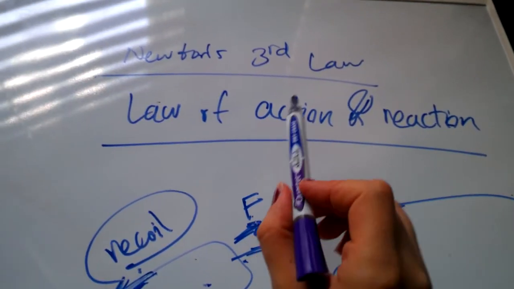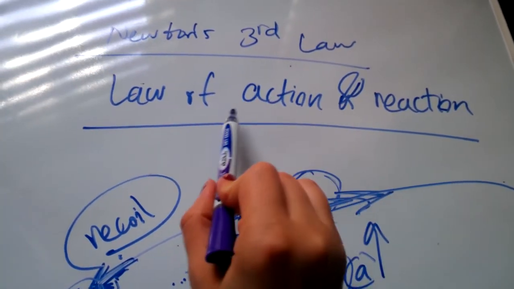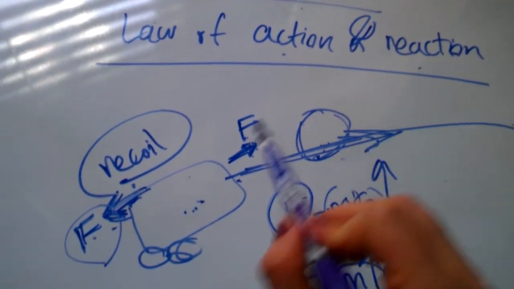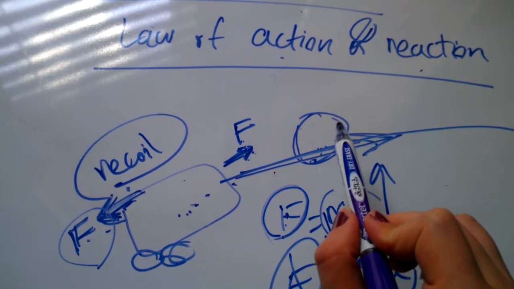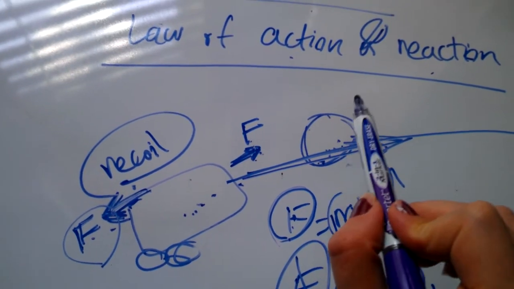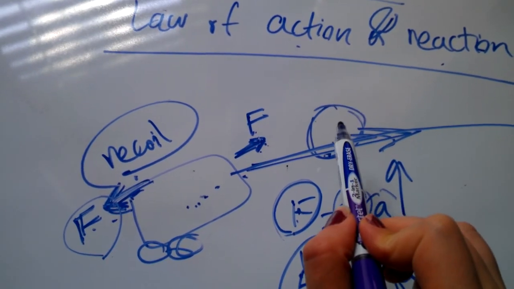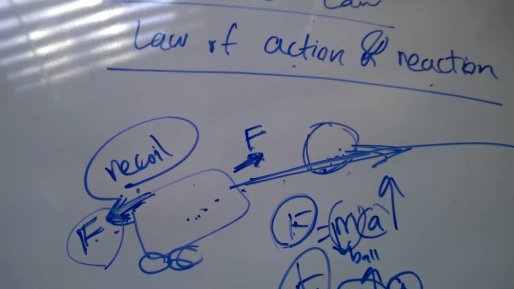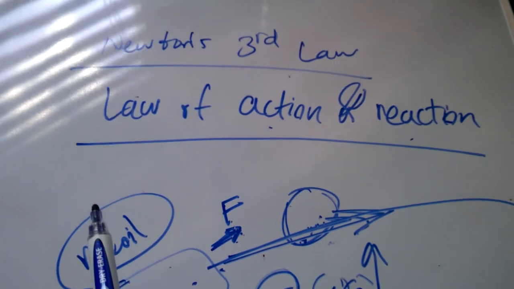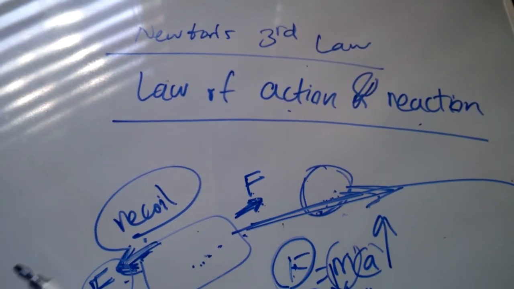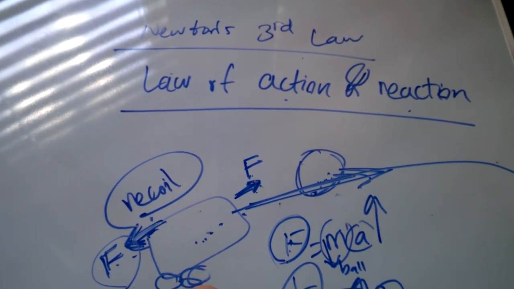And this is basically Newton's third law of action and reaction. If A exerts force on B, B exerts the exact same amount of force on A in the opposite direction. I'll explain more about Newton's third law in the next video because this is getting a little bit long.